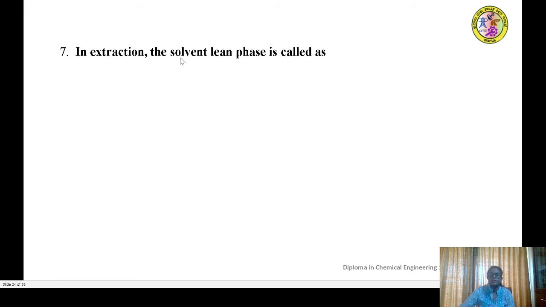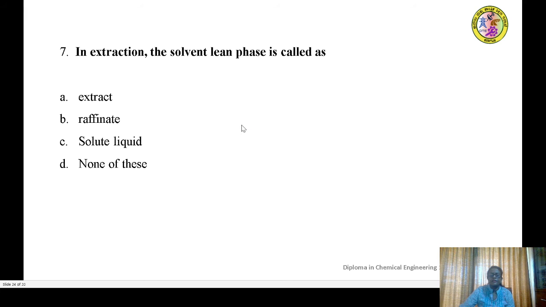In extraction, the solvent lean phase is called as: extract, raffinate, solute liquid, none of this. So same options as the previous case. Solvent rich product is extract. So the solvent lean product of the operation is of course the raffinate. Option B is the right answer.